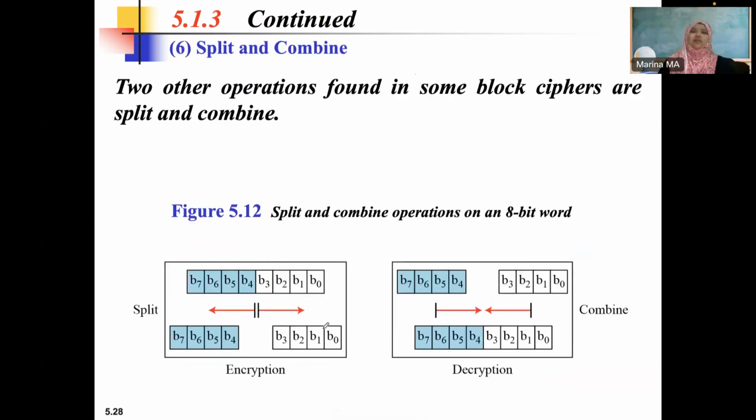And the final component of a modern symmetric cipher is split and combine. As the name says, if you have 8 bits here, you split it in encryption: 4 here and 4 goes to the other side. Again, you will see this. And when you decrypt, when you have 2 different sides, you combine them. That's what we call split and combine. Ta-da! So what are the 6 components of a modern symmetric cipher? P box, S box, XOR, circular shift, swap, split and combine.